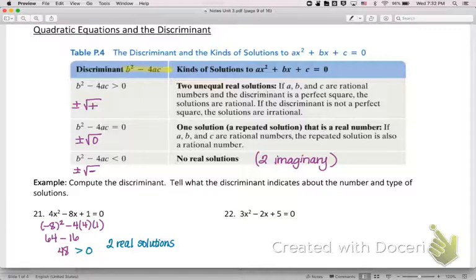Pause the video and try number 22 to finish up this section. Okay, b squared minus 4ac in this case is going to be negative 2 squared minus 4 times 3 times 5. Well, we get 4 minus 60, which gives us negative 56. That is less than 0, so this one has no real solutions. That's how you can use the discriminant to make some decisions there about the types of solutions that we want.